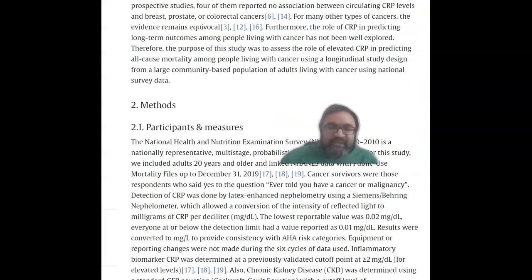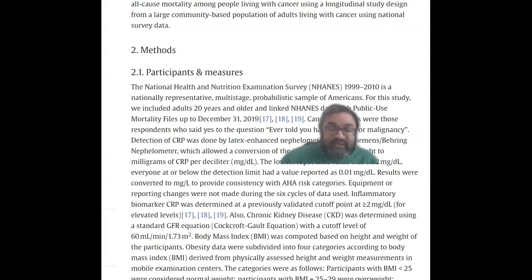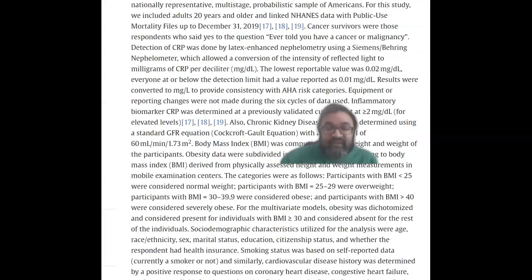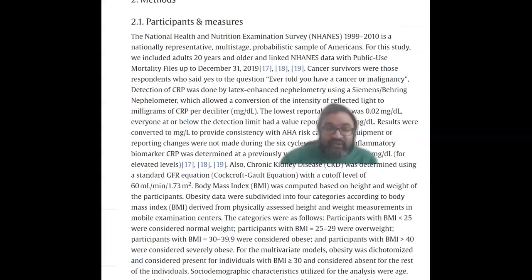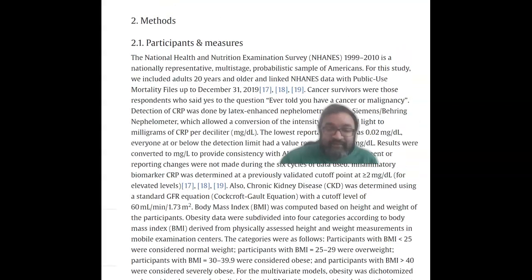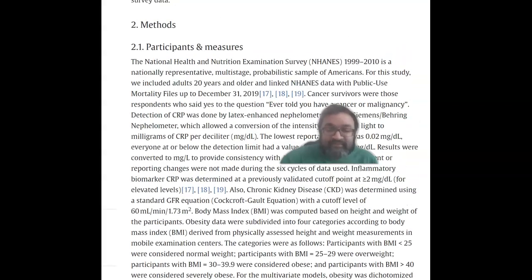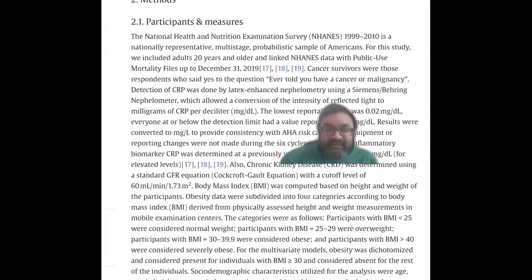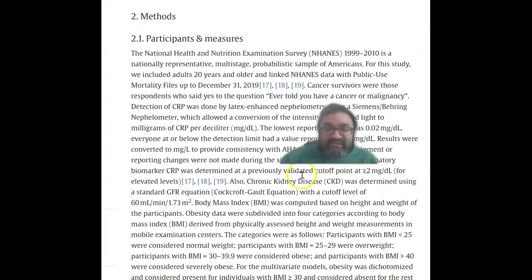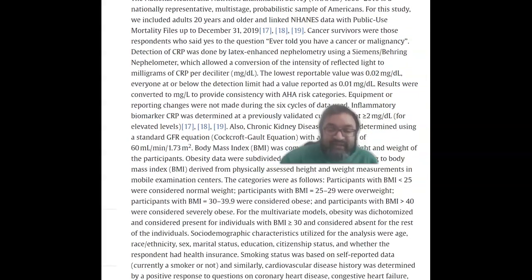This is where the methods is where you start to articulate what your variables were within the study, what were the cutoff points, and then what variables such as chronic kidney disease, Cockcroft-Gault equation. If you've seen any of my other research, then you'll know that this is the equation I use, even though there are additional ways to calculate chronic kidney disease.